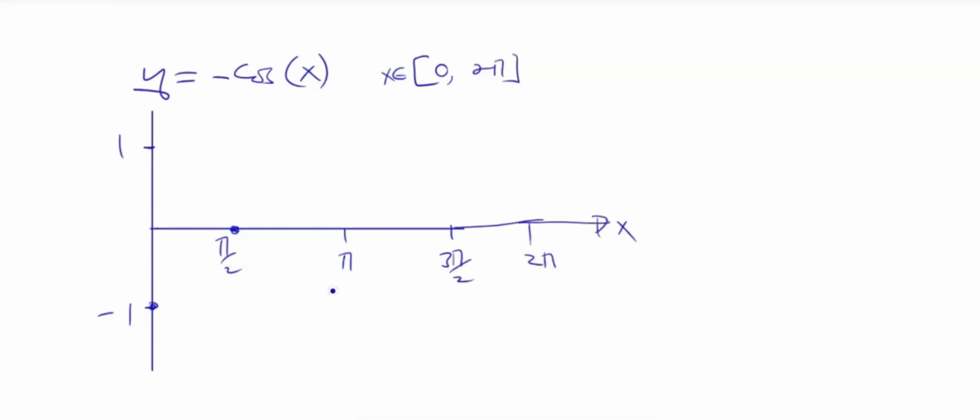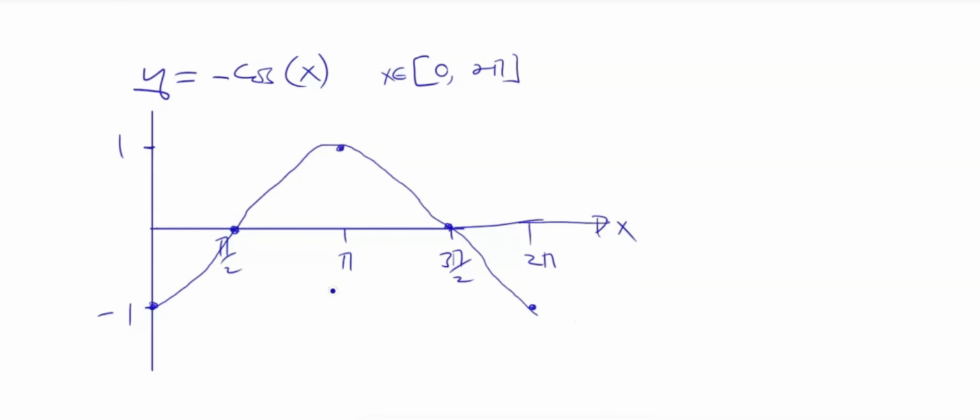And cosine pi is -1, and -1 times -1 is 1. Cosine 2 pi is 1, times that one, that's going to be -1, so that's up there. So it is a reflection of our original graph, and that's it.